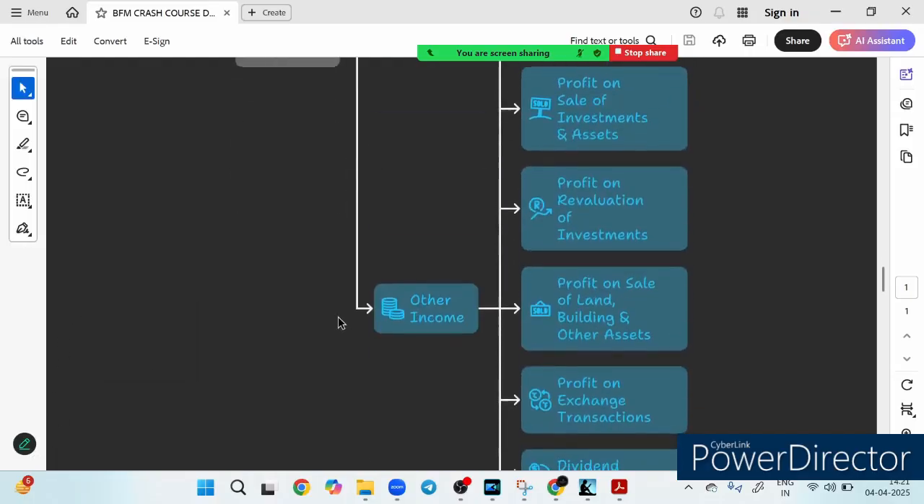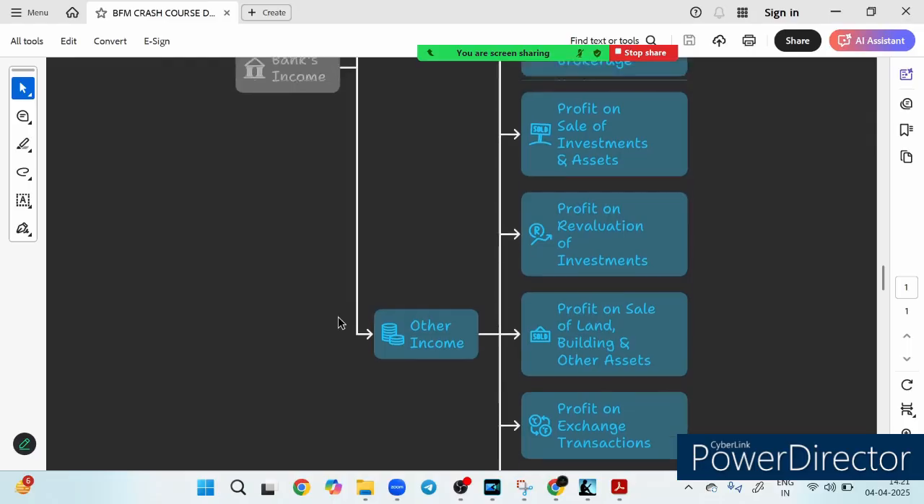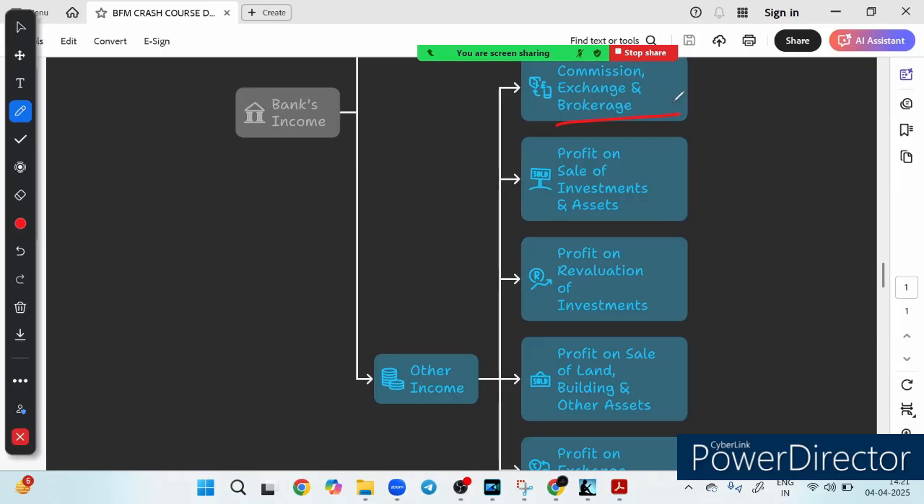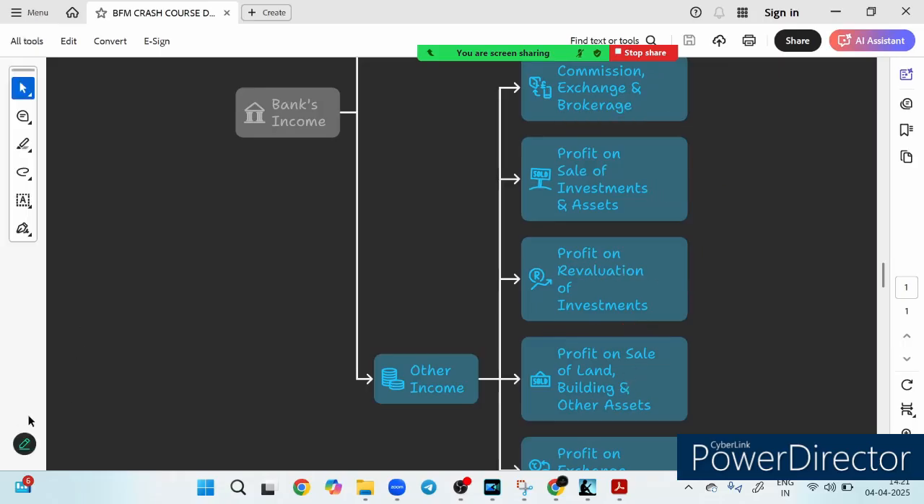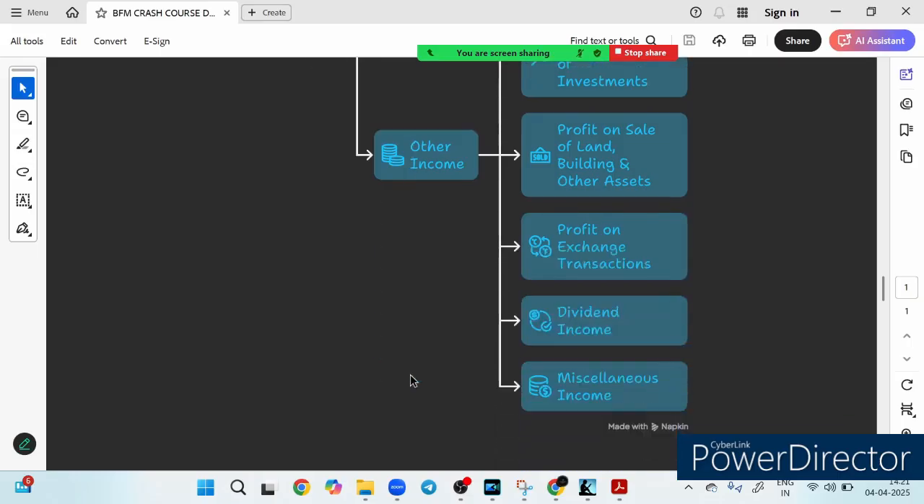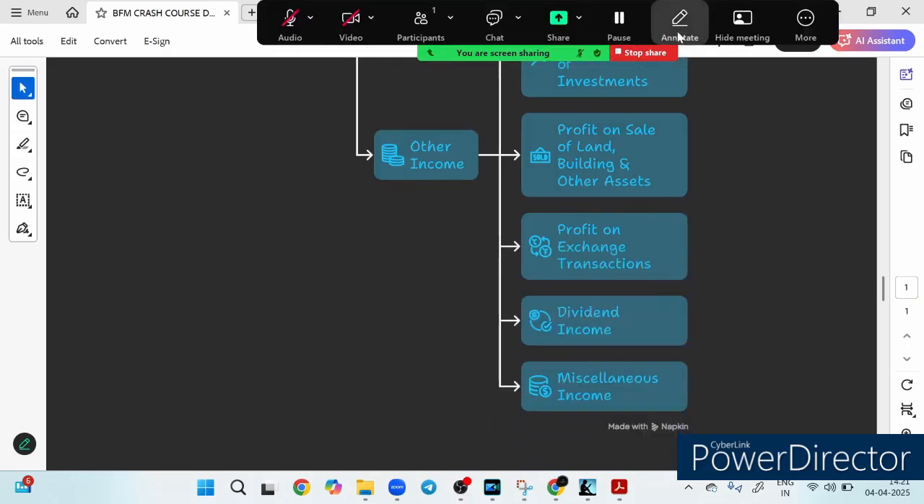Then comes other income. Other income includes commission. You can see commission, exchange and brokerage, right? Which means fees earned from foreign exchange transactions, trading and banking services. Profit on sales of investment: if the bank sells shares, bonds or any asset at a higher price, they make a profit. Profit on revaluation of investment, which means when market price rises, the bank can book profit on that investment. Profit on sale of land, building and other assets. Just like real estate, bank property can also be sold at a profit. Profit on exchange transaction.